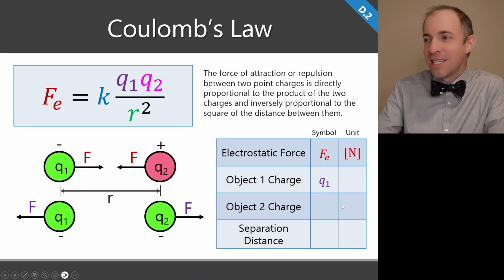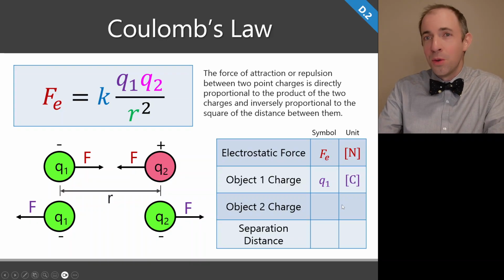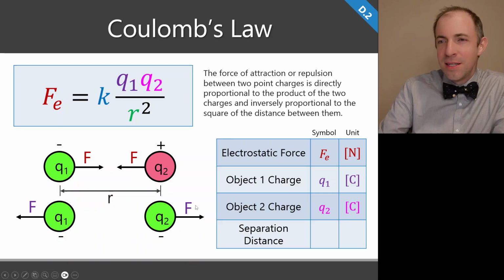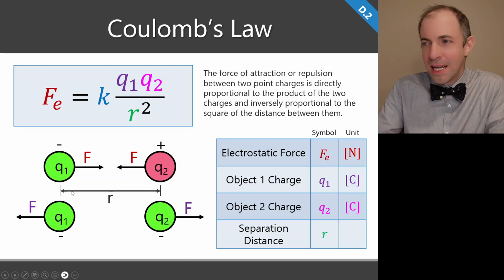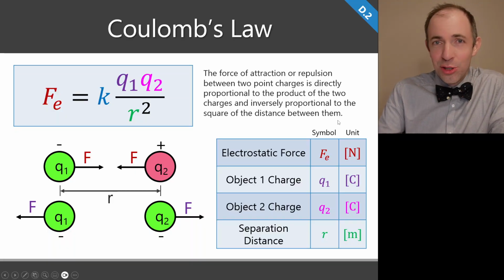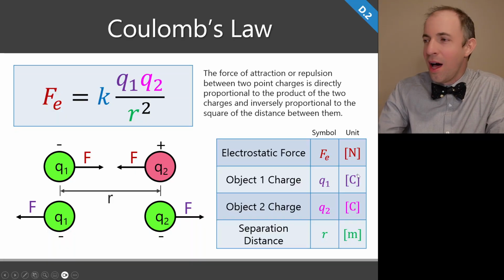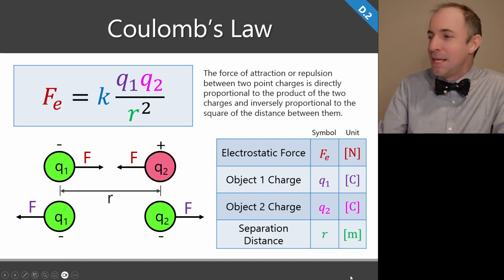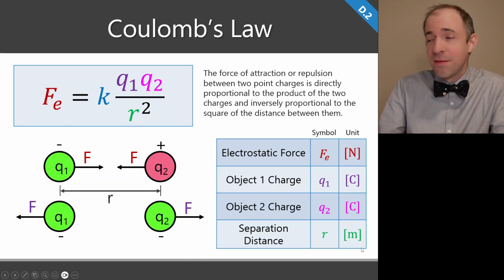Object 1 charge is Q1. Charge is measured in coulombs. Object 2 is Q2, also in coulombs. And then the separation distance, we're going to use the letter r to represent that. That is going to be measured in meters. Now, one of the challenging parts of using Coulomb's law is placing everything in these units. Typically, you won't see things in coulombs. We'll have to convert that. Typically, we won't see distances in meters. We'll have to convert that.